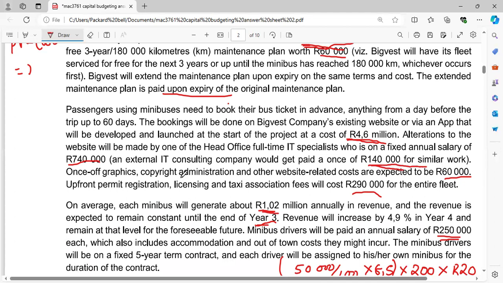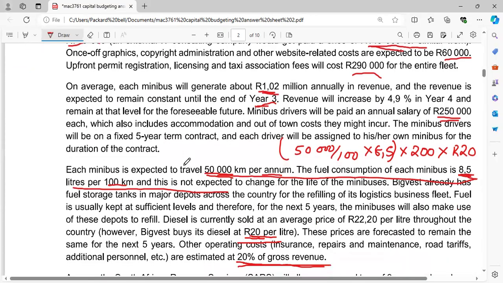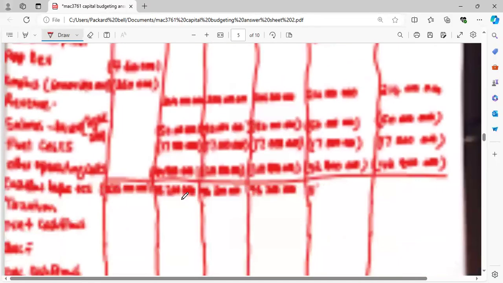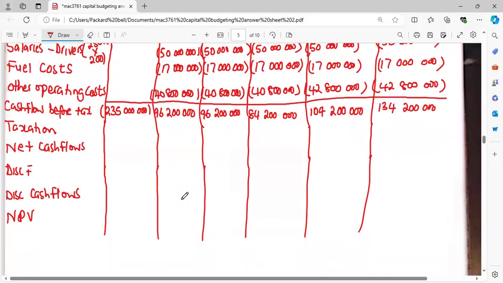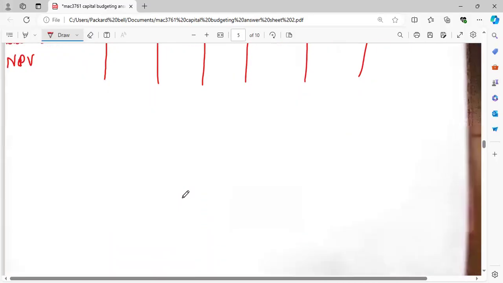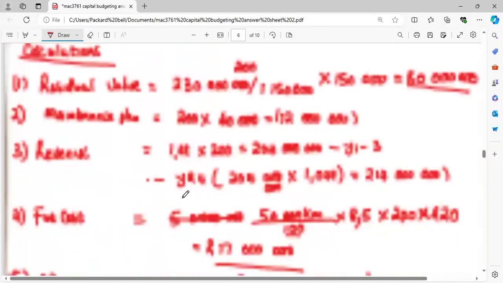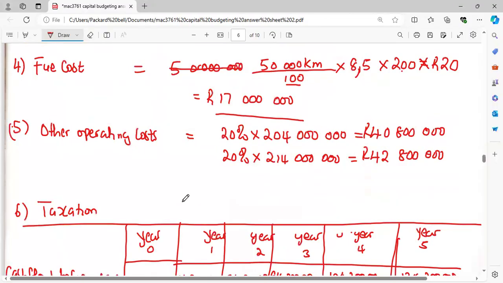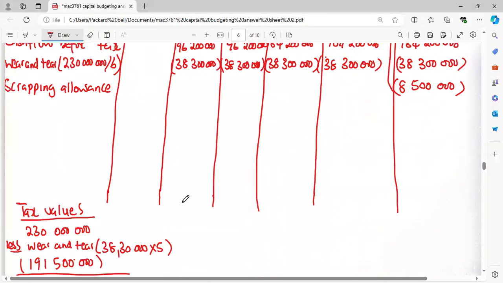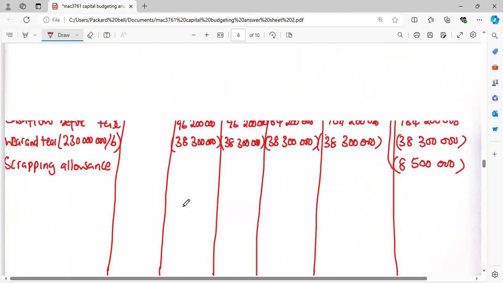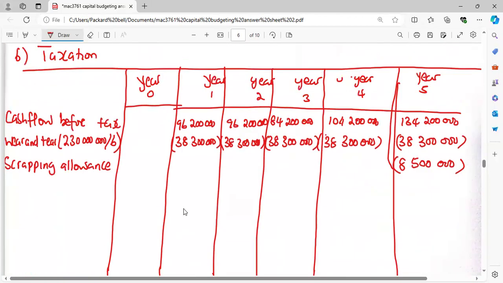There's going to be a cost saving, am I right? There's going to be a cost saving on this part, which means we need to take it into account for our tax. Remember, it's going to attract tax benefit. So we should come here and include it here. Cost saving.